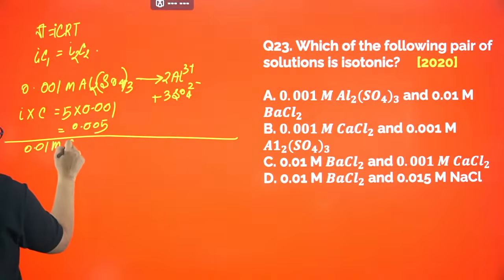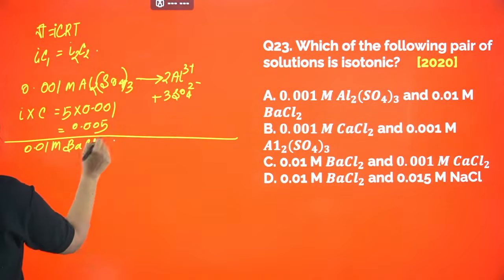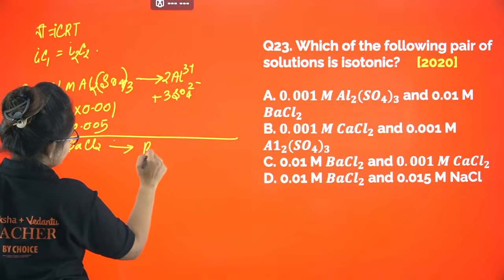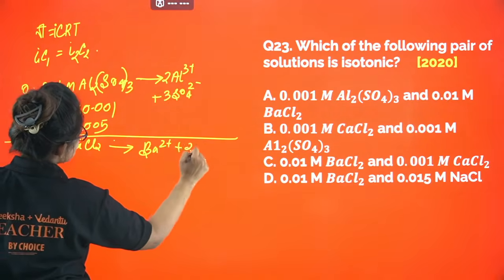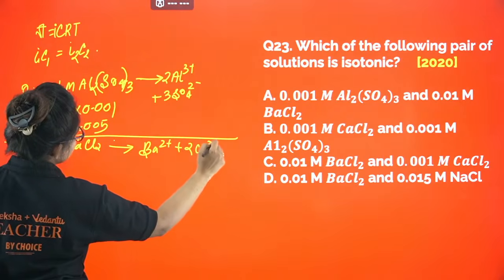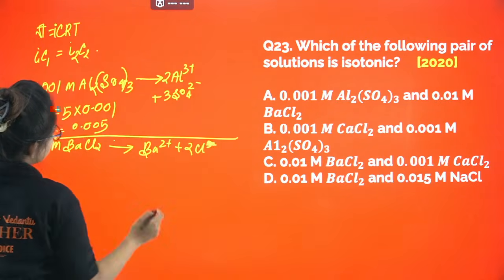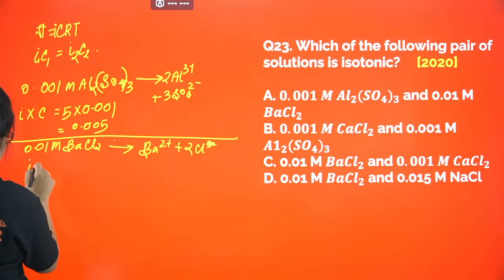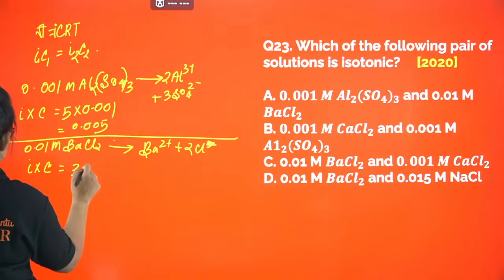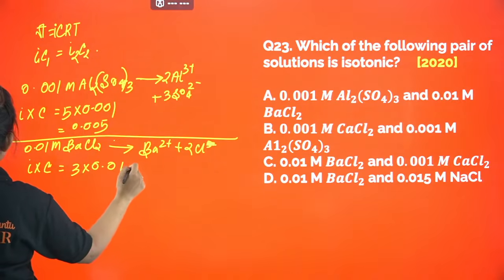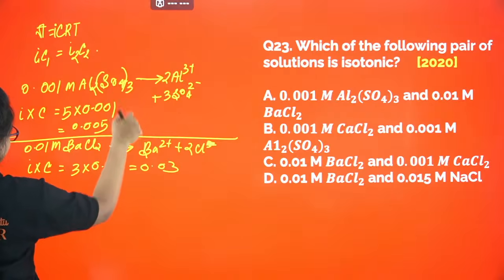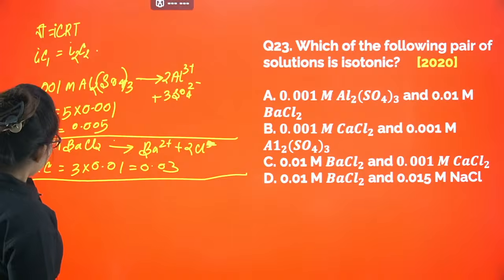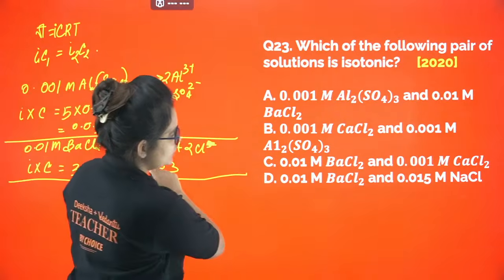Next we will proceed with 0.01 molar BaCl2. If you break it down, Ba2+ and 2Cl-. So i value is going to be 2 plus 1, 3, right? So i into C, 3 into 0.01 equals 0.03. So these two are not equal, so the first option is cancelled.